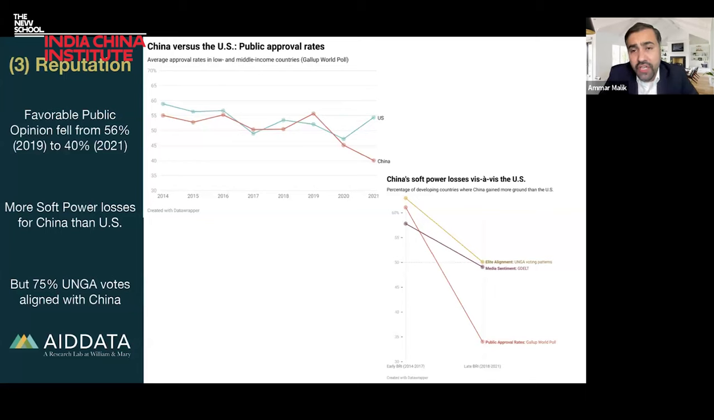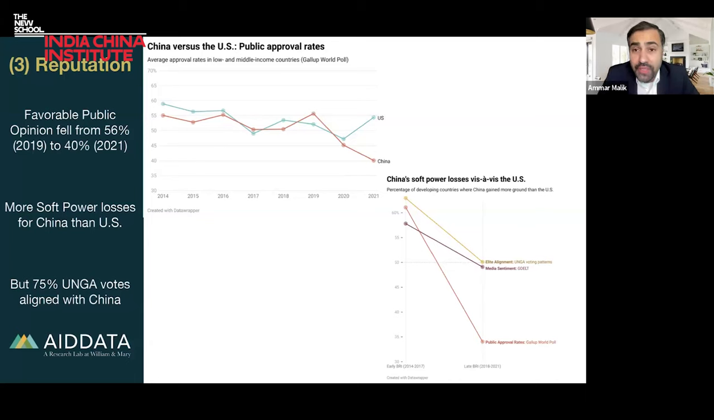The third challenge that the Chinese are facing, in my view, is on the public opinion. Let's be clear that yes, this is a technical exercise, giving money and building projects, but China's also interested in public diplomacy. So on that front too, if you look at the top chart on the left-hand side, according to Gallup World Poll data, when Gallup does these surveys of developing country publics, China and the US have been neck to neck throughout the BRI era.